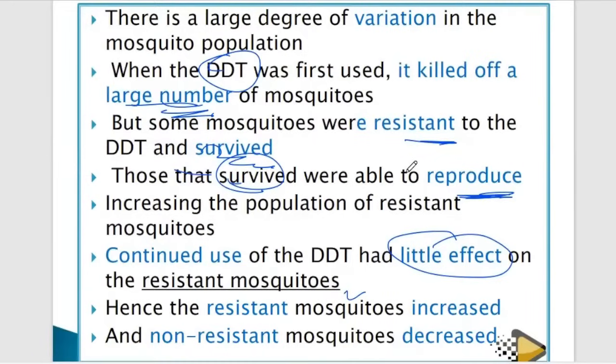Variation: you tell me which variation it is. Those which are able to survive the DDT and those which are not. Those which are able to survive the antibiotics and those which are not. Those which are able to survive the ARVs and those which are not. Those which survive reproduce in large numbers, while those which are not able to survive die in large numbers. Those which survive pass their genes of resistance to the next generation. Understand? Continued use of these ARVs, antibiotics or DDT will have little or no effect on these organisms. Therefore, the resistance has increased. So that's what you talk about.